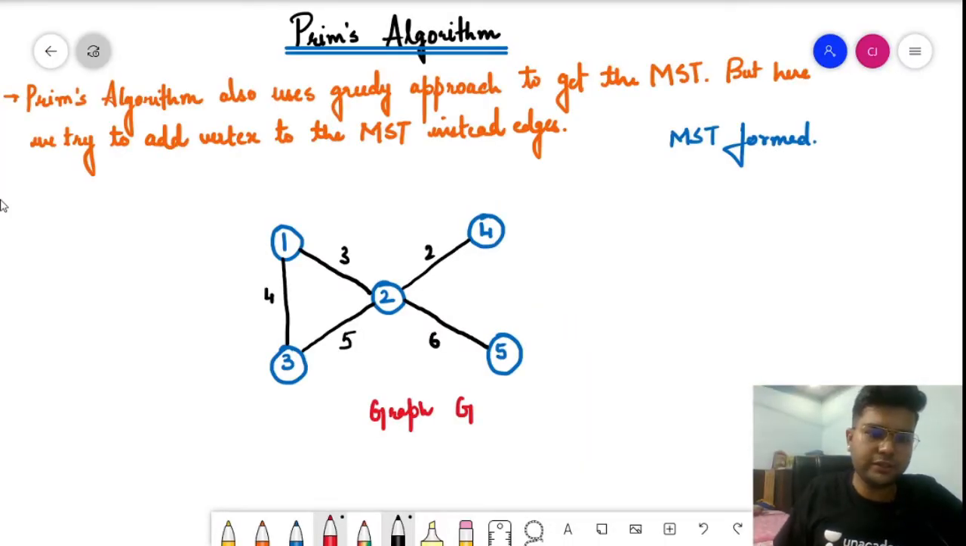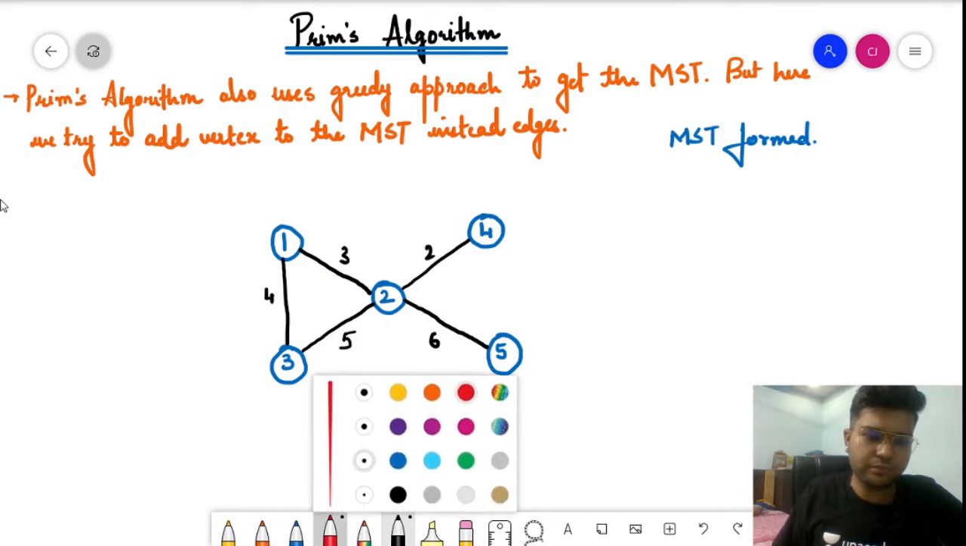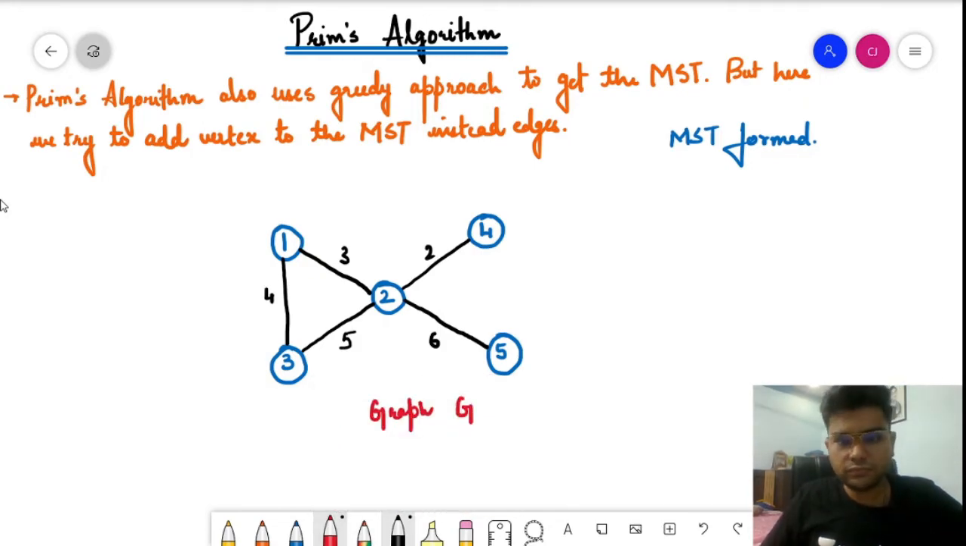Okay guys, so now let us start with Prim's algorithm. The end goal of this algorithm is the same as what we studied in Kruskal's algorithm: we need to construct the minimum spanning tree. If you have not watched what a minimum spanning tree is, then the link is in the description. Kindly do watch what an MST is. So the end goal is the same as Kruskal's algorithm, but the approach that we are taking is quite different. It is a greedy approach, but the steps that we follow are quite different from Kruskal's algorithm.